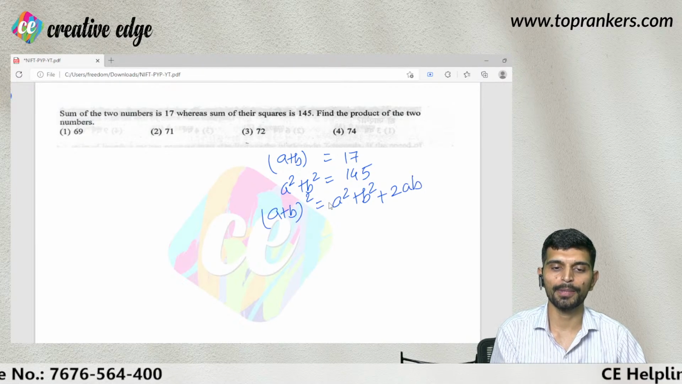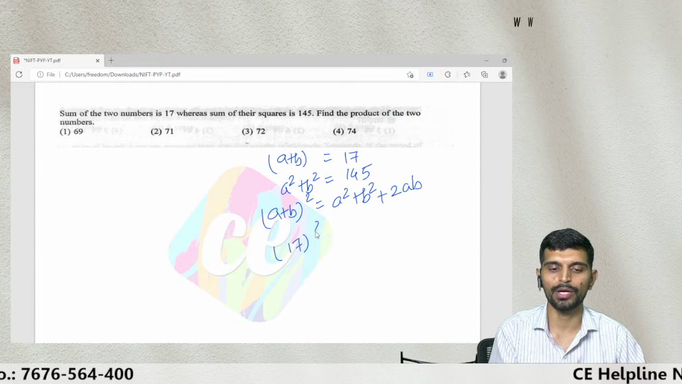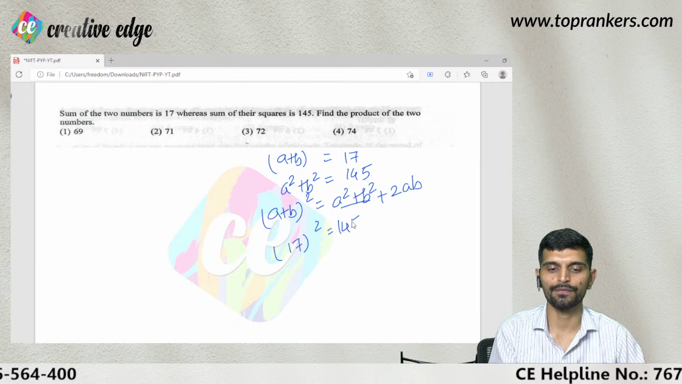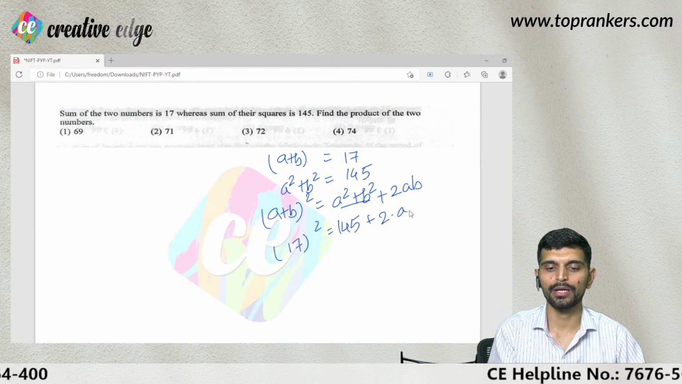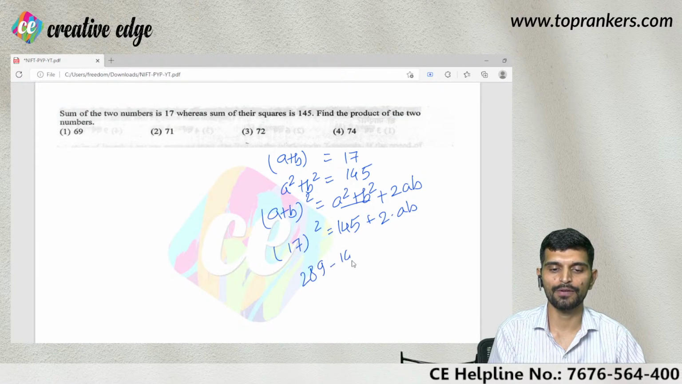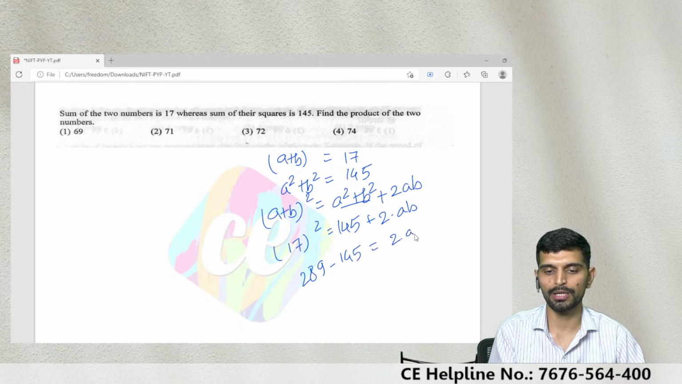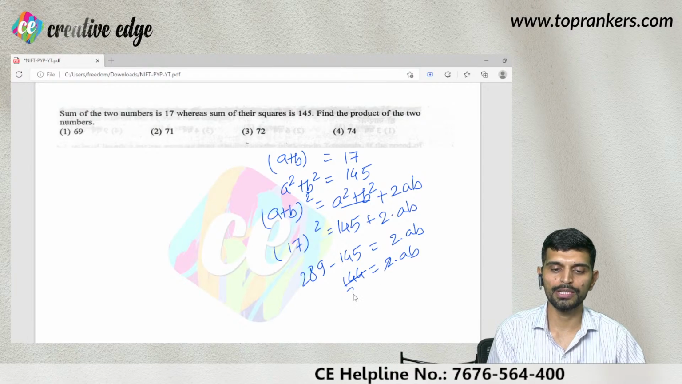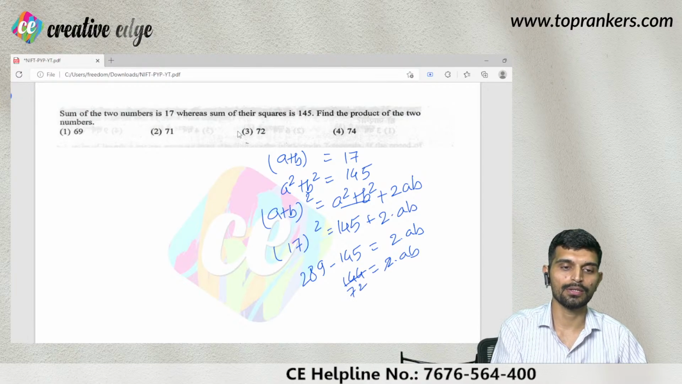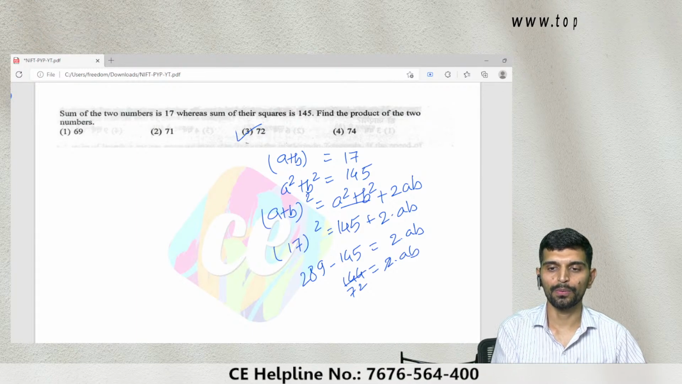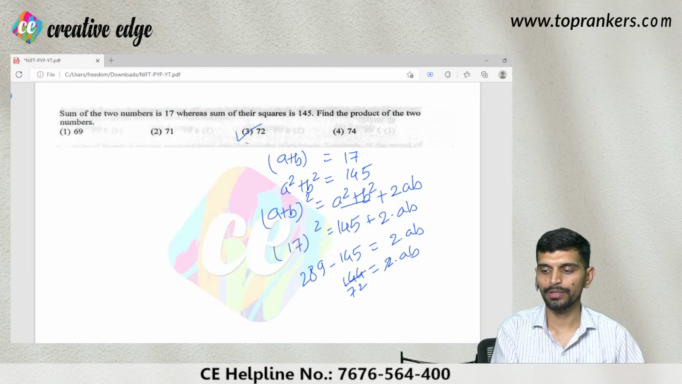You have the value a plus b as 17, so 17 square is equals to a square plus b square, which is 145, plus 2 times a into b, right? So 17 square is 289, minus 145 is equals to 2 times ab, that is 144 is equals to 2 times ab, or a into b is equals to 72. Answer to this one should be 72. I hope you are able to connect with this one.